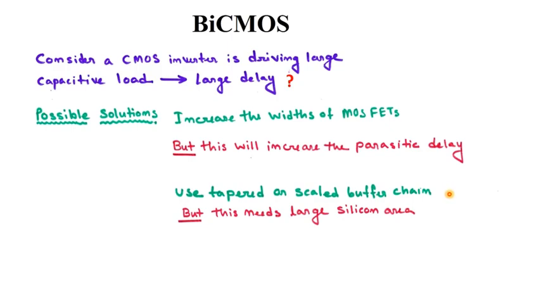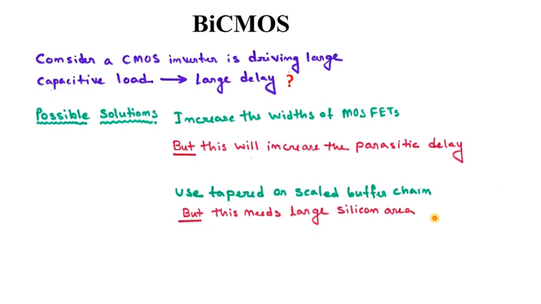That is a good way to do it, but here is a catch. The catch is it needs large silicon area. You have to use so many inverters, one after another, and that will take a lot of silicon area. So what might be the best other solution?